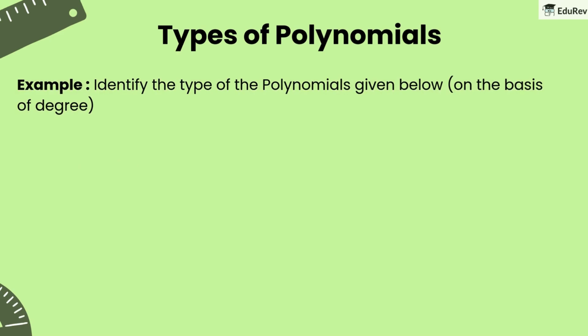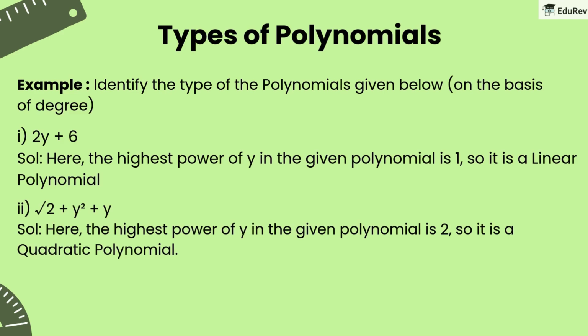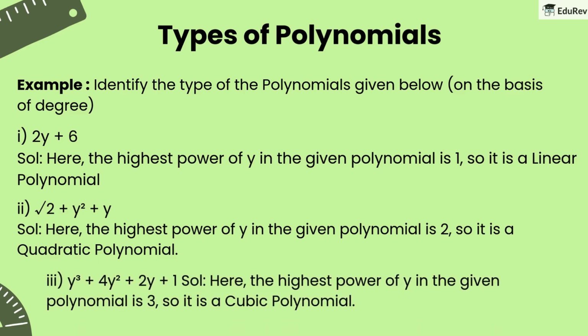Next, let's identify the type of polynomials given below based on their degree. For the polynomial 2y plus 6, the highest power of y is 1, so it is a linear polynomial. In the case of root 2 plus y square plus y, the highest power of y is 2, making it a quadratic polynomial. Finally, for y cube plus 4y square plus 2y plus 1, the highest power of y is 3. So it is a cubic polynomial.